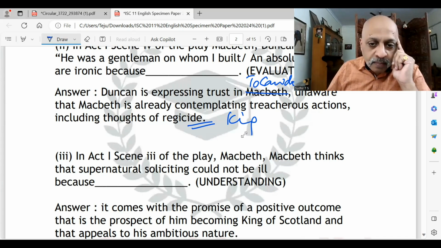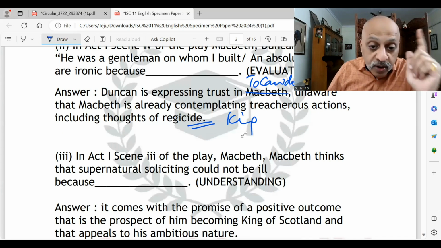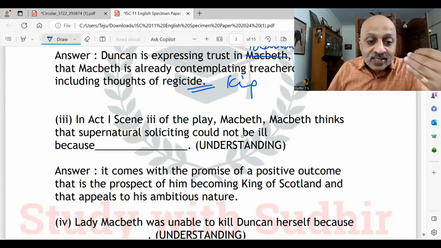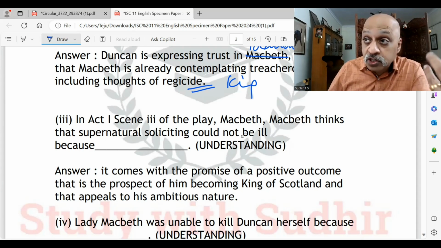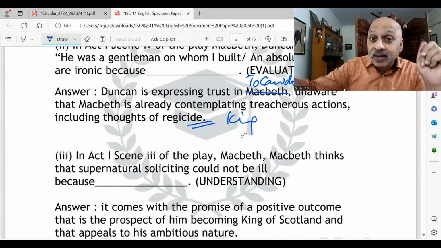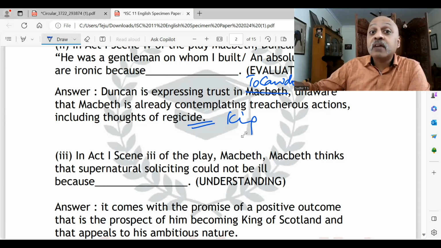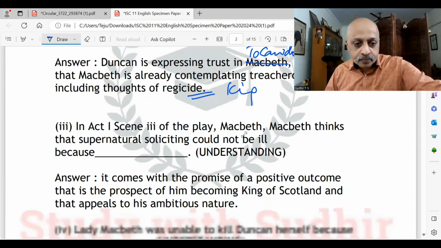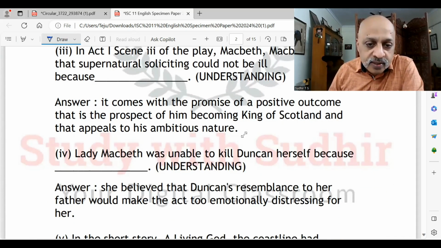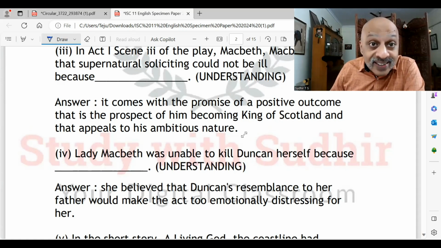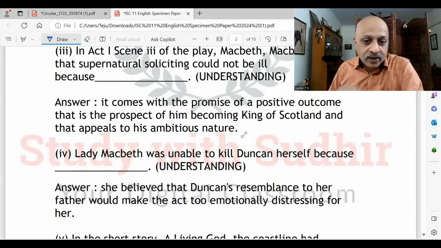In Act 1, Scene 3 of the play Macbeth, Macbeth thinks that supernatural soliciting could not be ill because it comes with the promise of a positive outcome. That is the prospect of him becoming King of Scotland, and that appeals to his ambitious nature because he's very ambitious. He wants to become the king. So Macbeth thinks that what they have said cannot be wrong, cannot be something evil, because they are saying things which he wants to hear, right? Lady Macbeth was unable to kill Duncan herself because she believed that Duncan's resemblance to her father would make the act too emotionally distressing, difficult for her to undertake.